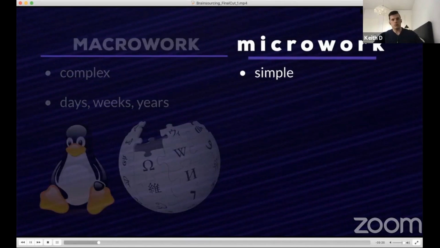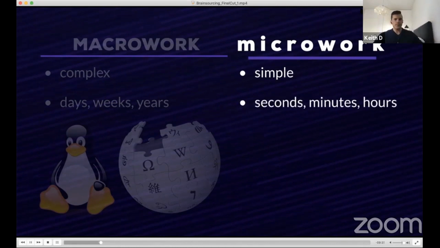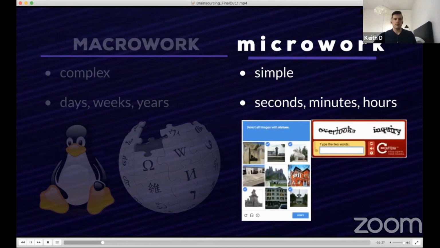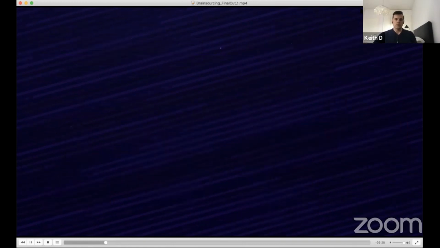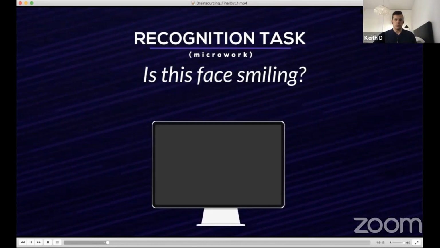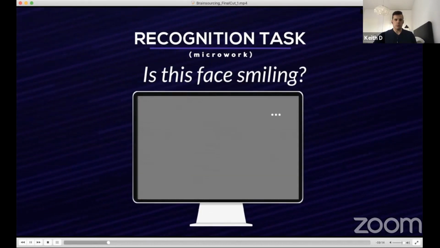Micro work does not require specialized training or skills, and most tasks can be completed in a short amount of time. Featurizing images and transcribing scanned text, as with Google's reCAPTCHA service, are examples of micro work. For our experiment, we focus on micro work in the form of recognition tasks, where users look for images matching a certain description.